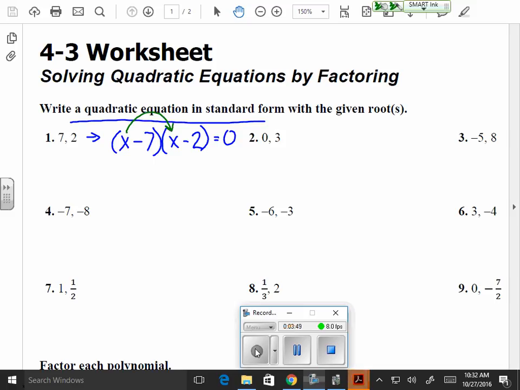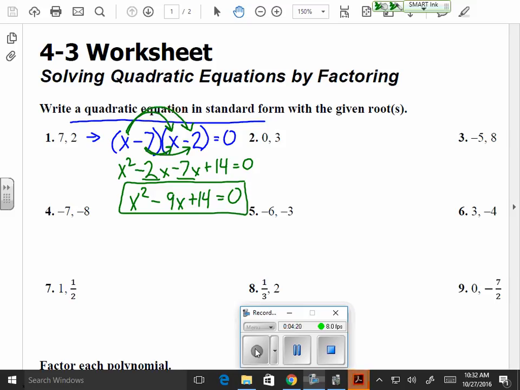X times x is x squared. X times -2 would be -2x. -7 times x is -7x. And -7 times -2 will be a +14, still equal to 0. And then my last step, I'll combine the two like terms in the middle for one equation of x squared minus 9x plus 14 equals 0.